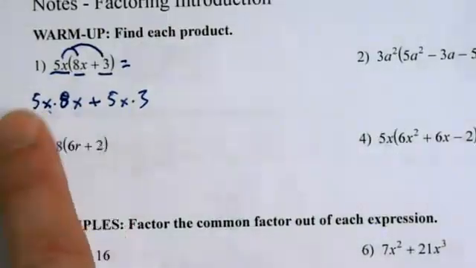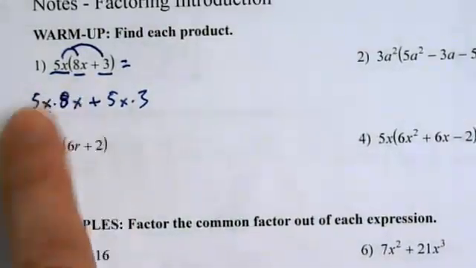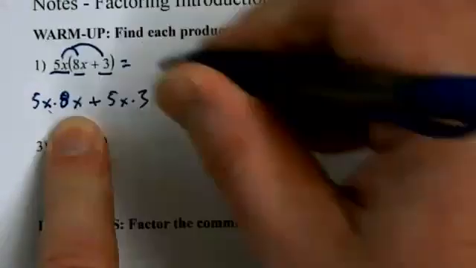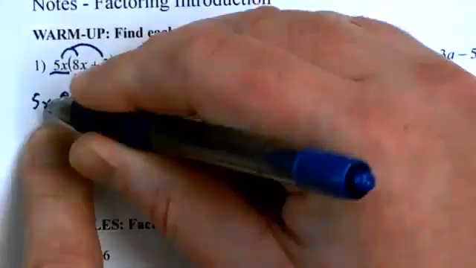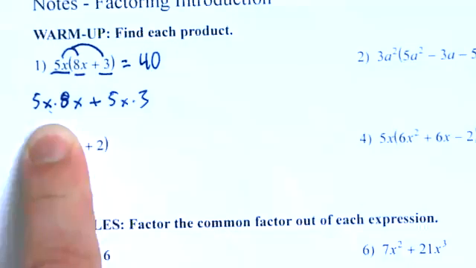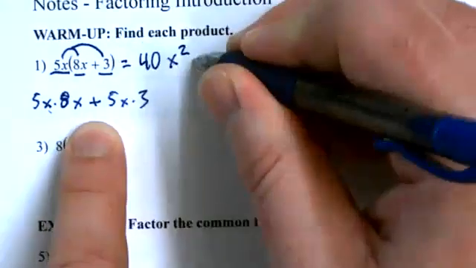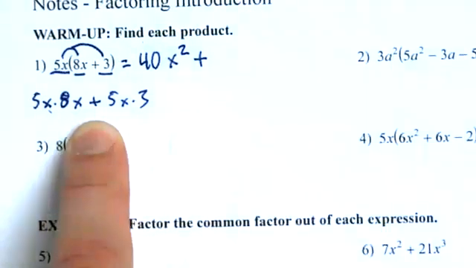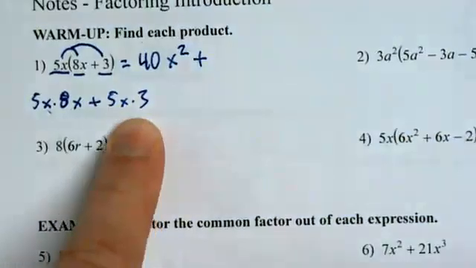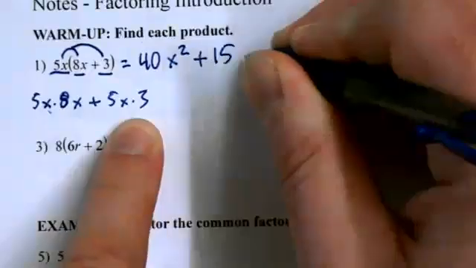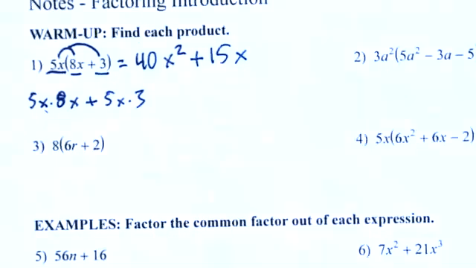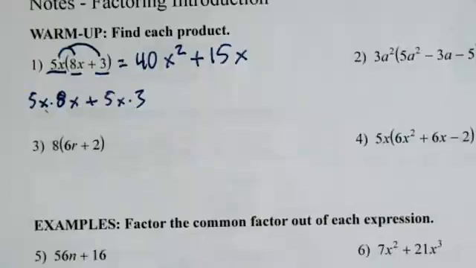What is 5x times 8x? Focus on the 5 and the 8 first. 5 times 8 is 40. And do you remember what x times x is? x squared. Then I have a plus. And then I have 5x times 3. 5 times 3 is 15, and there's an x in there, so 15x. And that's it. That's our final answer.